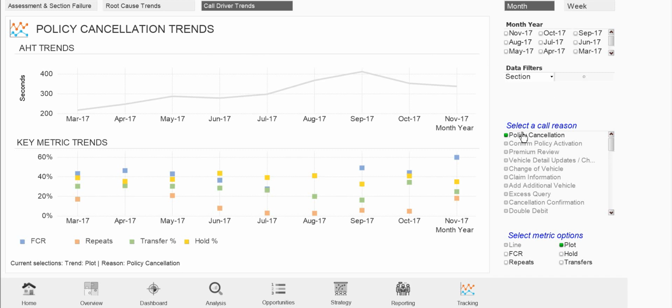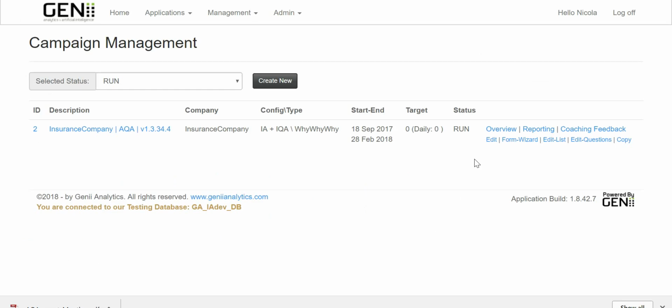In addition to the interactive dashboards, the Genii app also allows for a coaching feedback tool. As you can see on the app for a particular campaign, once selecting the reporting functionality, you can then look at results for a particular agent or for a particular month. You can then export the particular report into PDF.